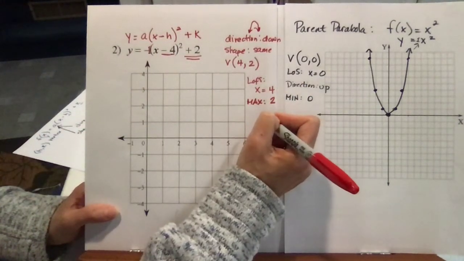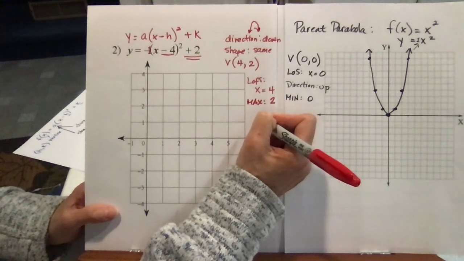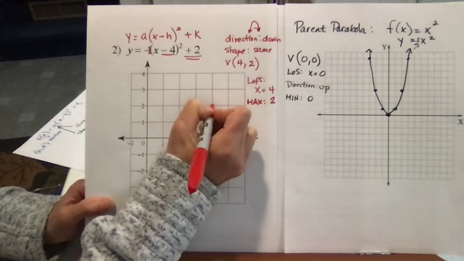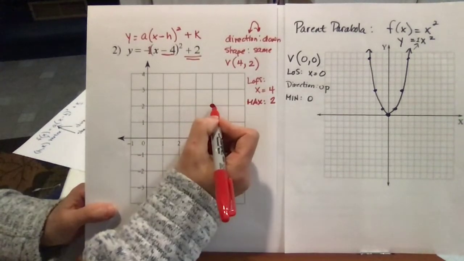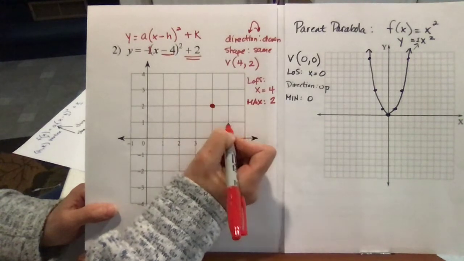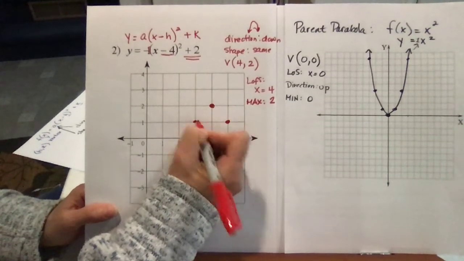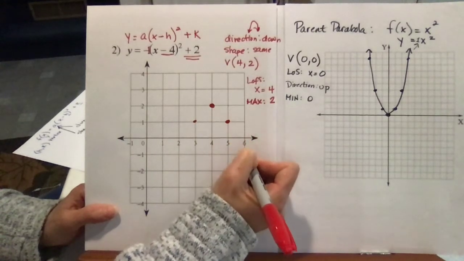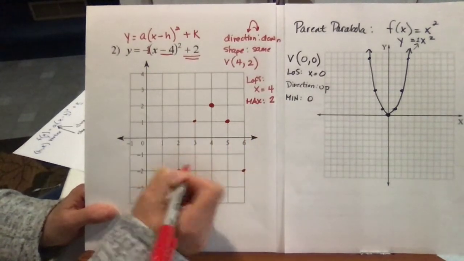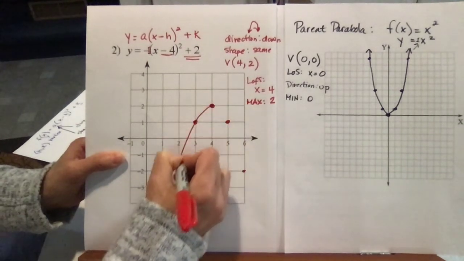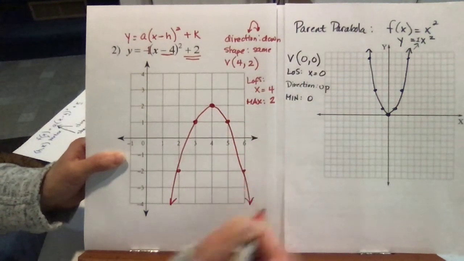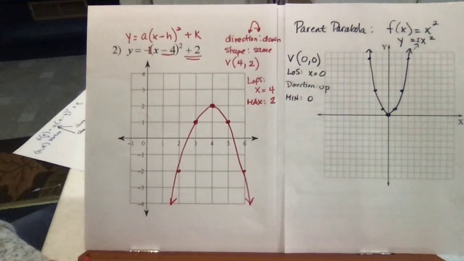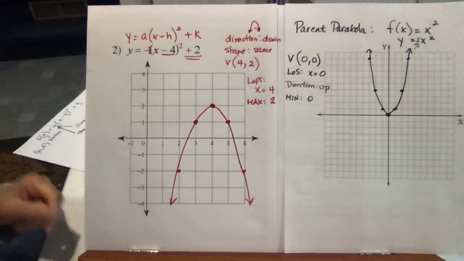I think we have pretty much everything we need, so let's go to it. 4, 2. It's going down, and we're going the same as the parent, same shape. So right 1, down 1, and do symmetry on each side. Right 2, down 4, and use symmetry. Just be careful and try to hit those points. I know it's kind of hard. Don't make it look like a tulip. All right, and there's your parabola. That's about it for graphing quadratics in vertex form.